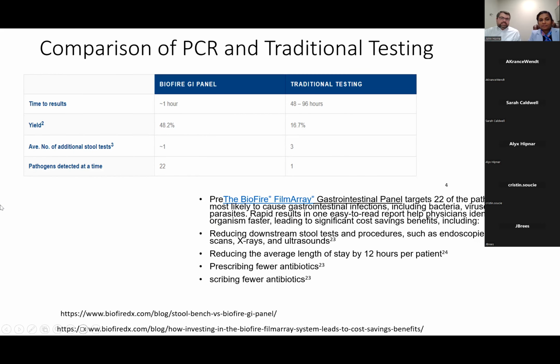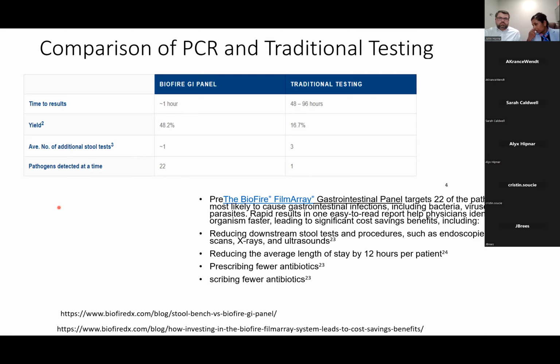Now, you also have PCR, and this is from the company called BioFire. No compensation, no conflict of interest. I just got it from their website, but they had data to show it. What they were showing, and this is kind of what we experienced too, is that if you give them a stool, you get data back in 1 hour versus 48 to 96 hours with the traditional method. So a long time.